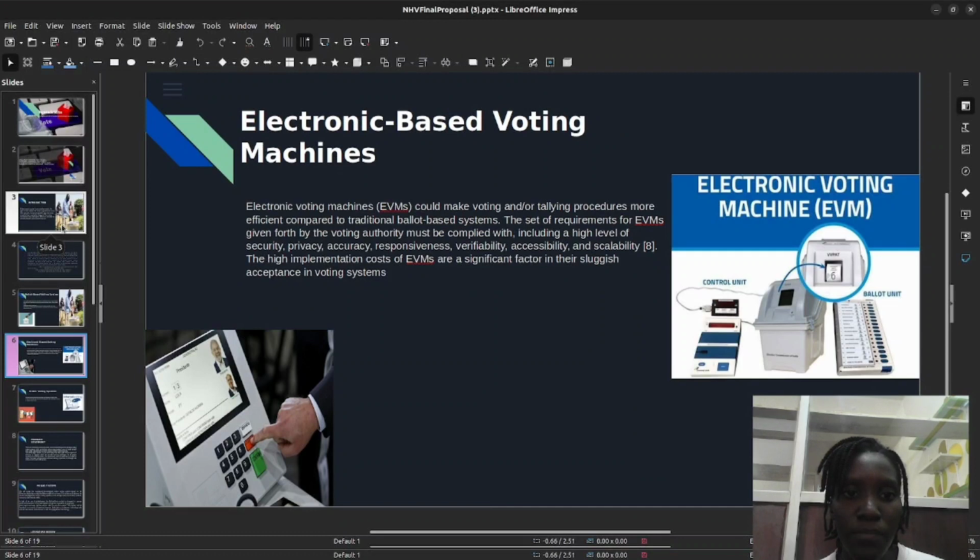So we have the electronic-based voting machines. Electronic voting machines could make voting and tallying procedures more efficient compared to the traditional ballot-based systems. The set of requirements for the EVMs given forth by the voting authority must be complied with, including a high level of security, privacy, accuracy, responsiveness, verifiability, accessibility, and scalability. The high implementation cost of EVMs is a significant factor in their sluggish acceptance in voting systems.